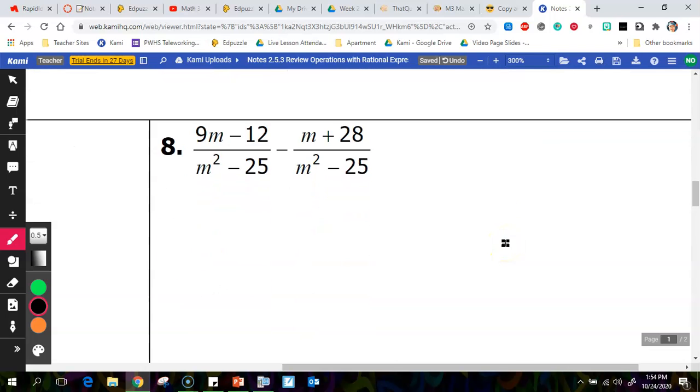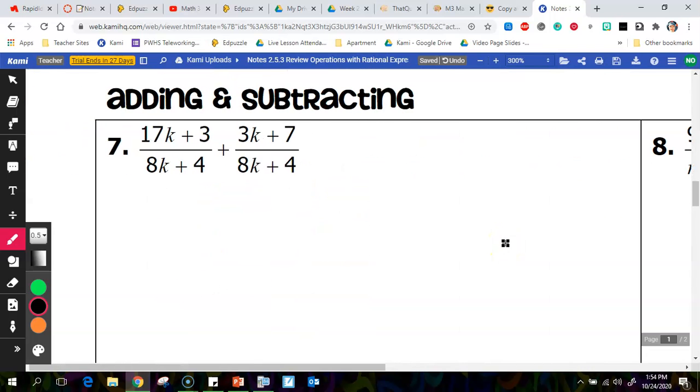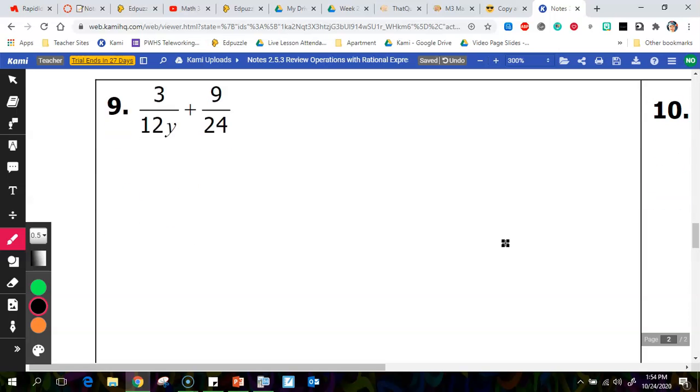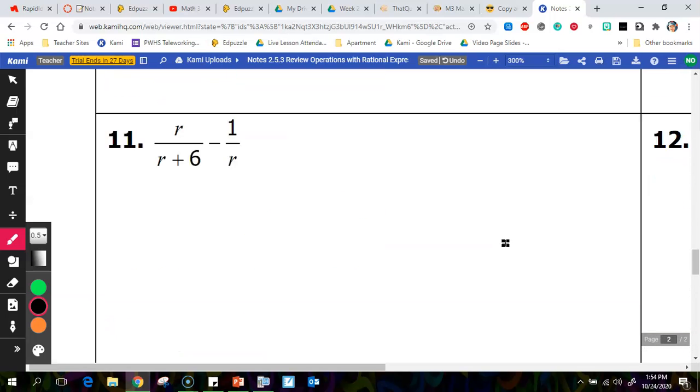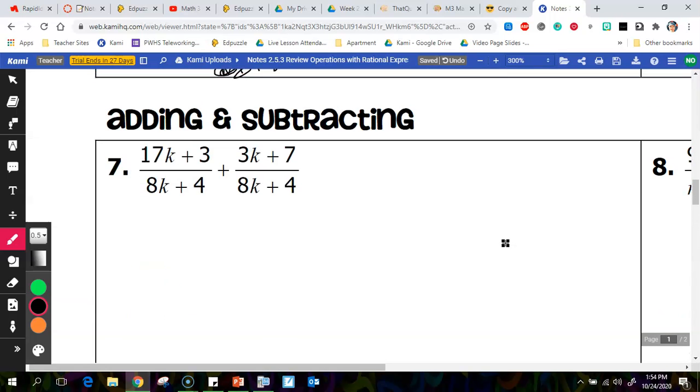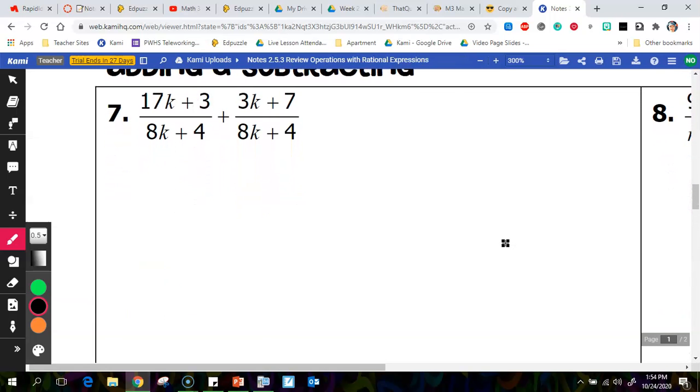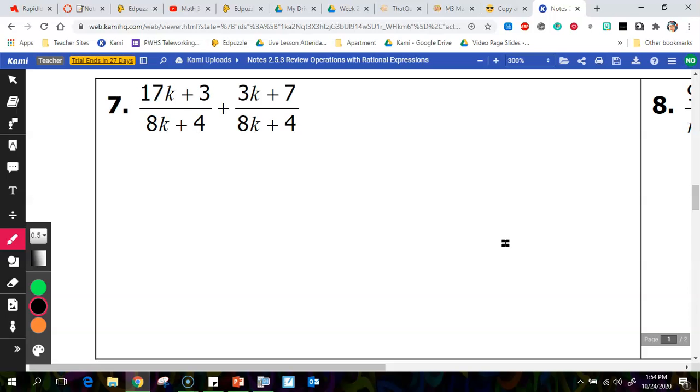Okay, so now we're into adding and subtracting. I might possibly leave out 1 or 2 of these, and I'm probably only going to do 1 or 2 of the complex fractions also. Okay, so yesterday we went into adding and subtracting, and it's a little bit, I guess you could say, more difficult if the denominators are different. The denominators here, as you can see, are the same. So it makes it a little bit easier when they are.